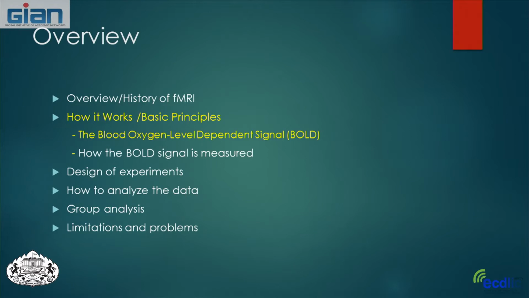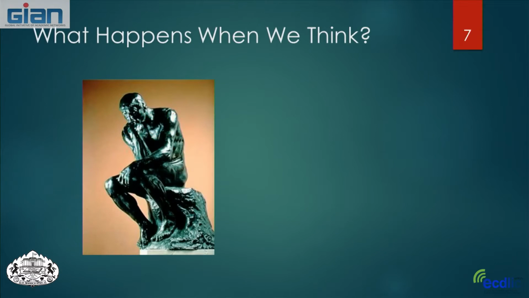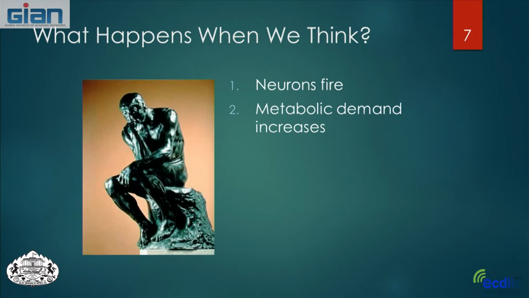Okay, so we're going to talk a little bit about how it works and the basic principles. And to do this, we're going to talk about the blood oxygen level dependent signal, or the bold signal. Okay, so what happens when we think? Well, the neurons fire in our brain in the area that we're using, and when this happens, the metabolic demands in that area increase. So the tissue surrounding it needs more oxygen, needs more glucose, and in response to this, the cerebral blood flow increases in that area.